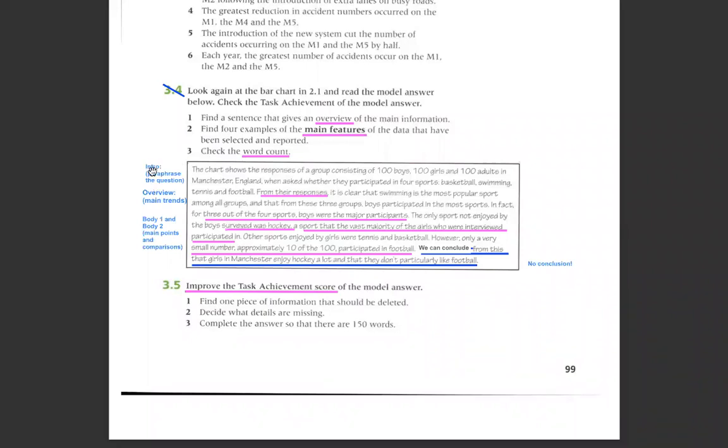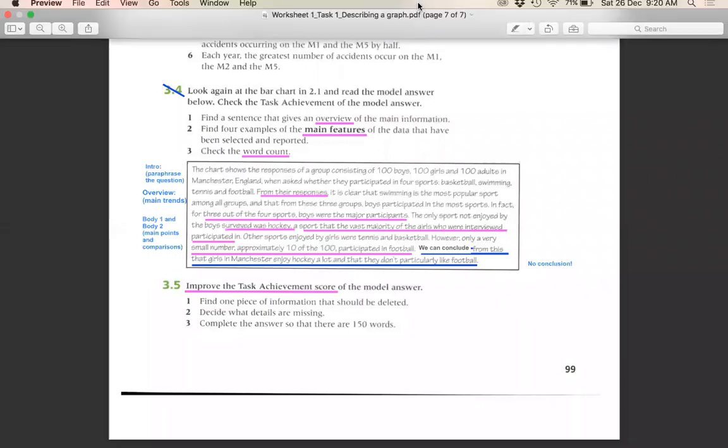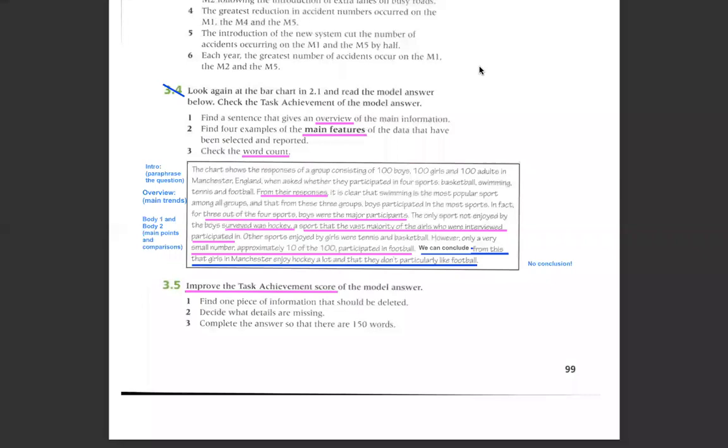So the first sentence that you write is your introduction. And the introduction we're going to have a look at in worksheet 2. But basically your introduction is just a paraphrase of the question. You look at the question and you rewrite it in your own words.